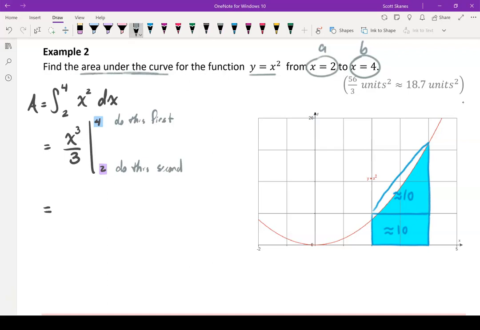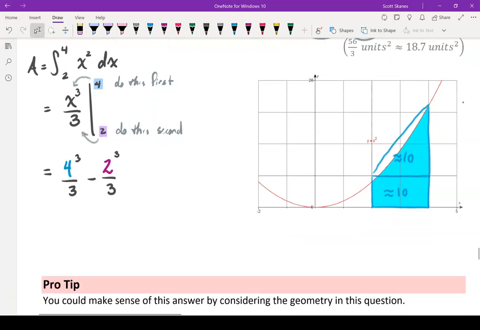Okay, so the 4 goes into the x, or I should say the 4 replaces the x, it gets evaluated there. So this is a 4 cubed all over 3 minus the answer when you put this in for x, which is a 2 now. So 2 cubed over 3. These answers, it's okay to get fractions, by the way. This is a 64 over 3 minus an 8 over 3. If you work that out on the calculator, you should get 56 over 3 units squared.